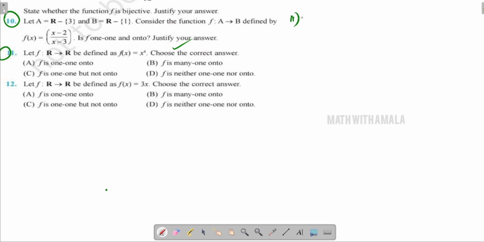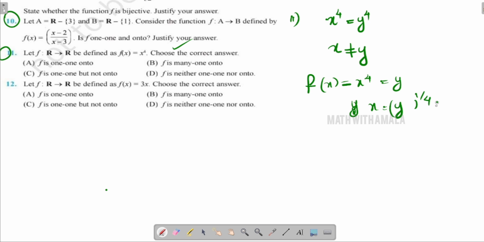One-one and onto. Question number 11 says: let f from R to R be defined as f of x equal to x raised to 4. Choose the correct answer. Two variables can be taken here, x and y. x raised to 4 is equal to y raised to 4. This does not imply that x is equal to y, because it's not the case for every x and y. Thus it is not one-one. Now let's write f of x equal to x raised to 4. Then y is equal to x raised to 4. Then x is equal to y raised to 1 by 4, the fourth root of y, or plus or minus y raised to 1 by 4.